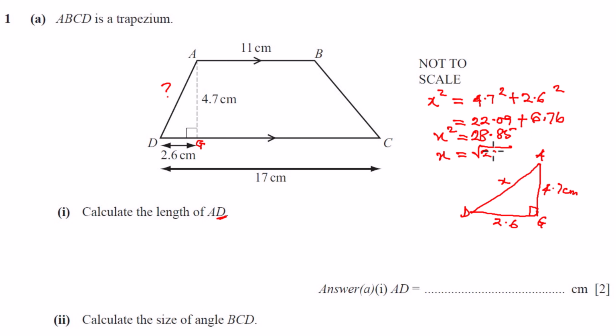So the square root of 28.85. By my calculator, that gives me x equal to 5.3712. Because this is an IGCSE paper, you are supposed to leave your answer to 3 significant figures, and that is x is equal to 5.37. So AD is simply 5.37 to three significant figures.